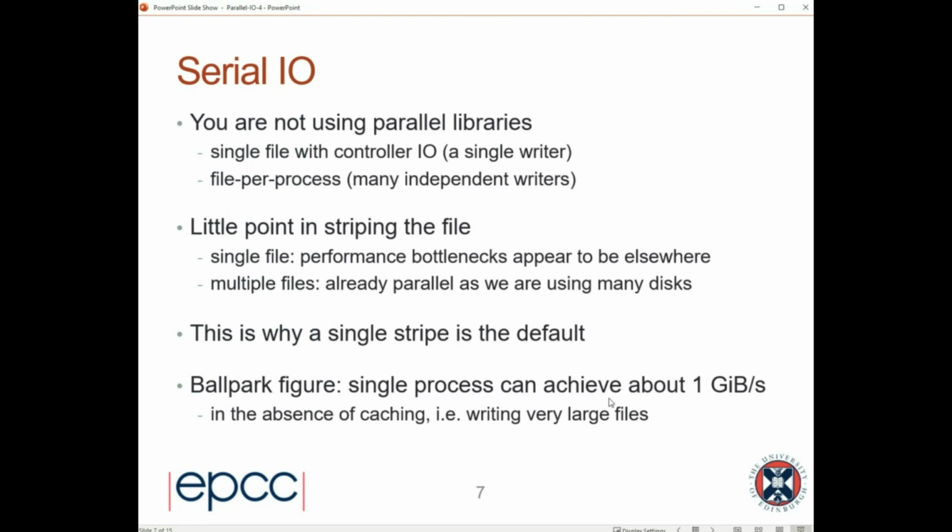And we've said, as a ballpark figure, a single process can achieve about 1 gigabyte per second in the absence of caching, i.e. writing very large files.